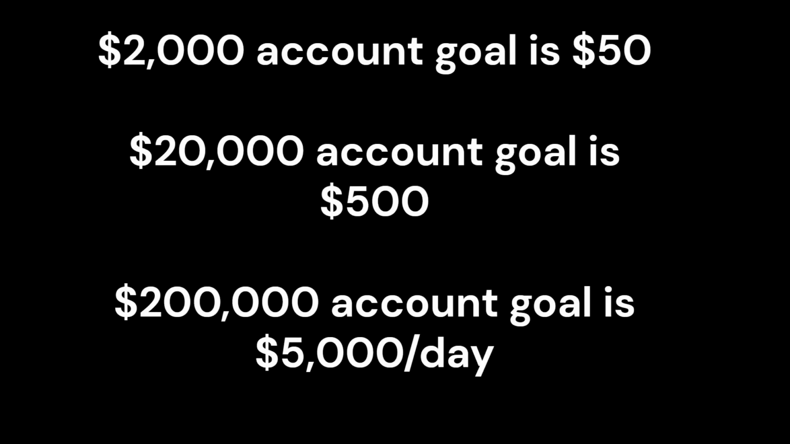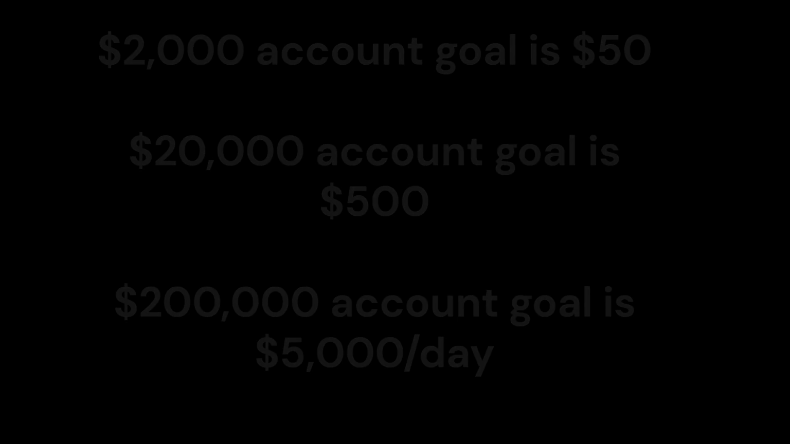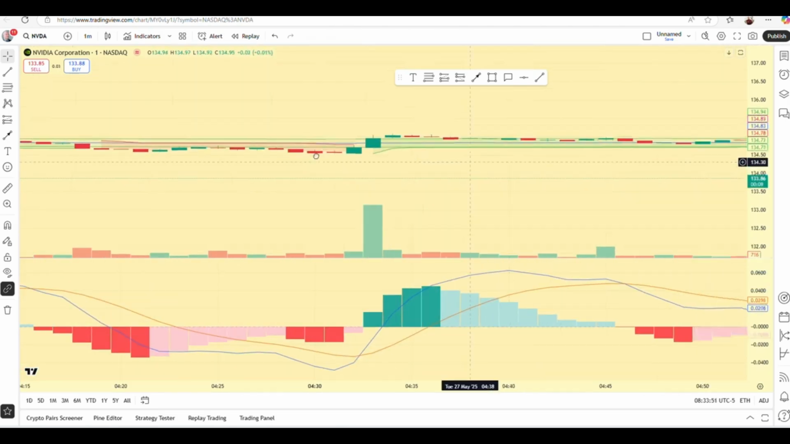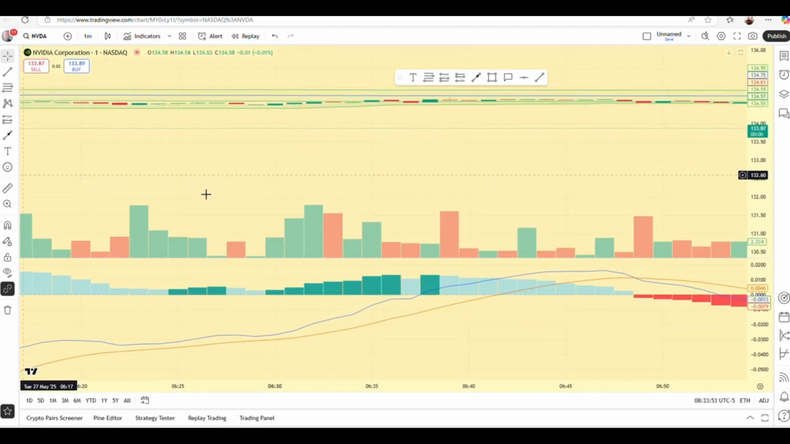To mitigate risk, we might execute multiple smaller trades throughout the session until we meet or surpass our profit target. For traders with larger accounts, the profit goals scale accordingly. For instance, aiming for $500 daily with a $20,000 account or $5,000 daily with a $200,000 account. Now that we've established our strategy, we're ready to execute our first live trade and continue learning by real-world example. Let's dive in. Let's go ahead and buy our first option.